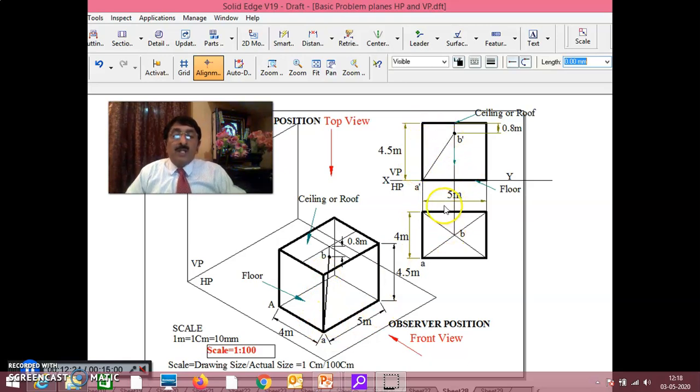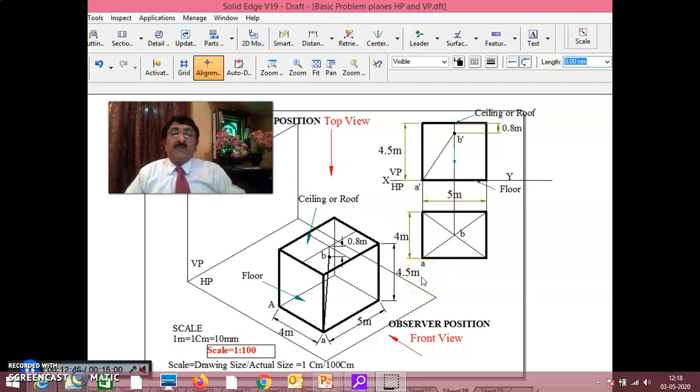And when you are looking from the top, height cannot be seen. Length and breadth can be seen. This is anyway parallel to VP. This is 5 meter means this is 5 meter only. This is 4 meter, that is, the breadth of the room is 4 meter. You take this 5 meter and this 4 meters. This is the length of the room. This is the breadth of the room.